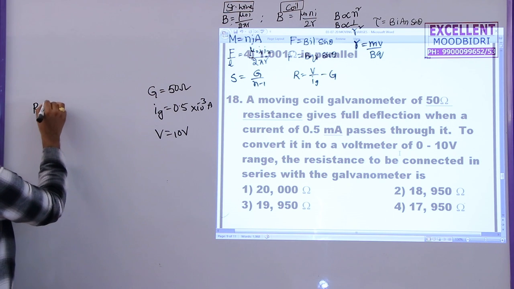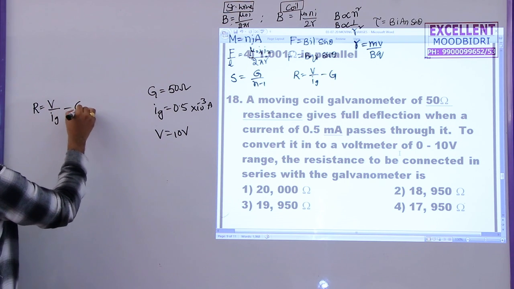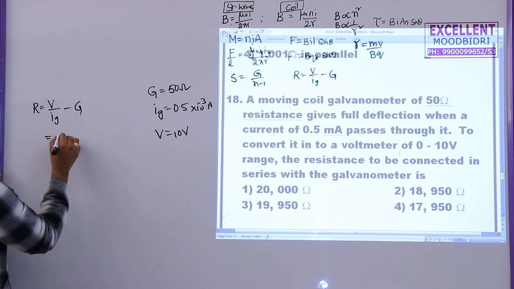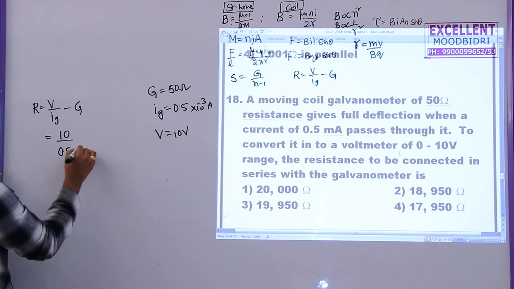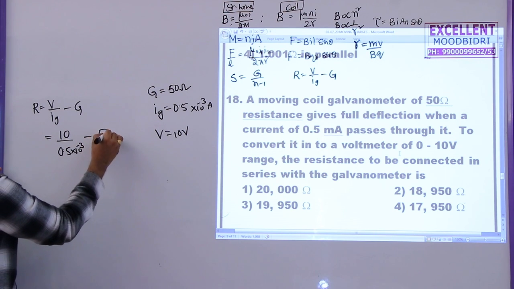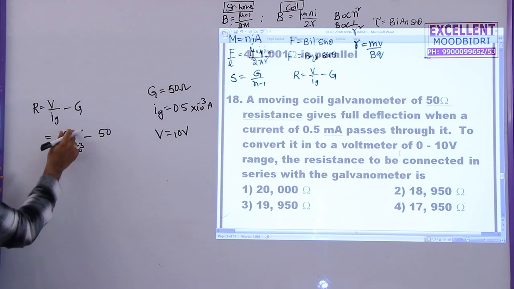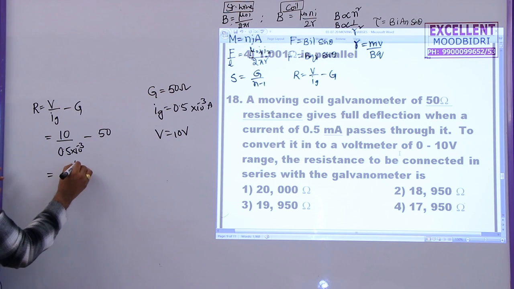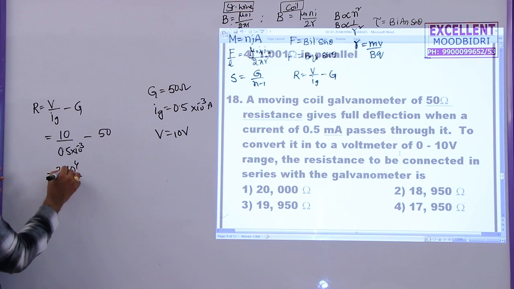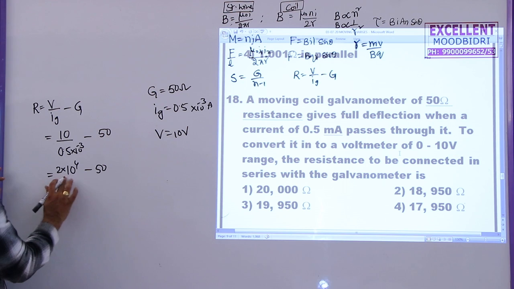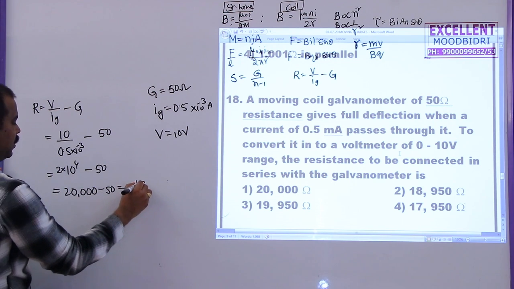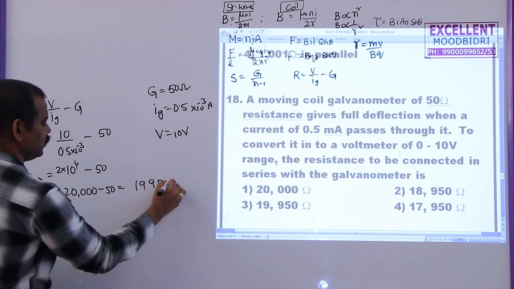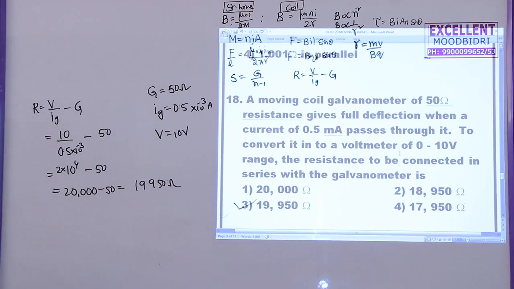So R is equal to V by Ig minus G. The voltage to be measured is 10. Current through this one is 0.5 into 10 power minus 3, minus G is 50. So this will go up 10 power 4. So this is 10 power 4 by, this is 1 by 2, that is 2 into 10 power minus 4, minus 15. So this will be 20,000 minus 15, 90,950 ohms. Option 3 is correct.